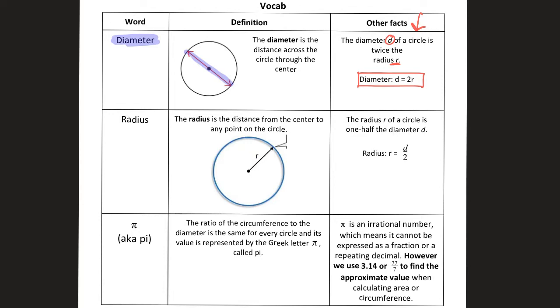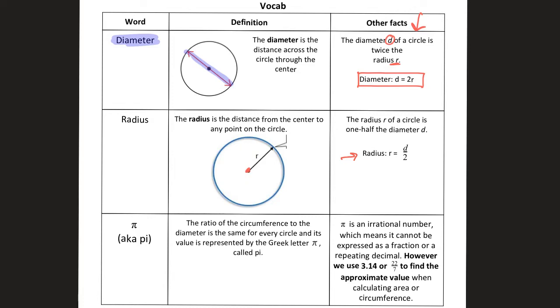A radius is a distance from the center to any point on the circle. So it goes halfway across the circle from the center. So that could be a radius. If I drew one here, that blue line would be a radius. This green one would be a radius, right? From the center to any point on the outside of the circle is the radius. Okay? And so the radius, if the diameter goes the whole way across, the radius is halfway across. So the radius is just half of the diameter. So the diameter divided by 2.